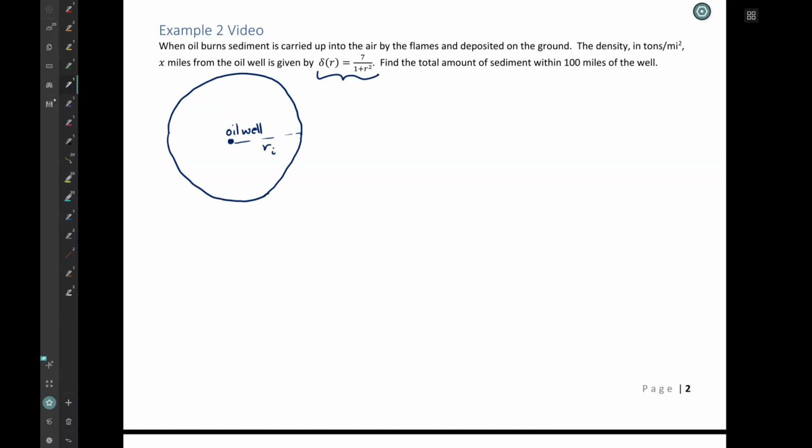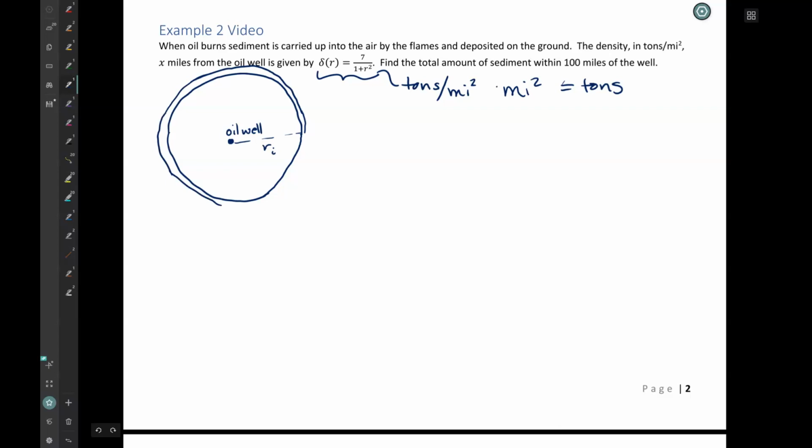But it can't just be this one circle. It has to have some area to it. Since this is tons per square mile, we need to multiply by the number of square miles. We need to multiply by an area if we just want to end up with tons of sediment. So what we're going to do is give our slice a little bit of thickness.